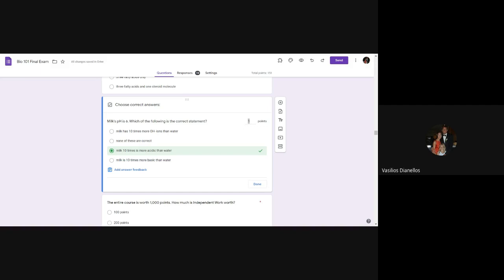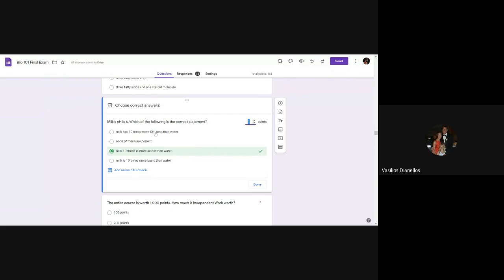Yeah, so milk has 10 times more OH ions than water. No, at least the 10 times part was correct, but the reason the OH is incorrect is because that would make it more basic, and we know we are more acidic. Milk is 10 times more basic than water. That's basically what that option was, and again, that's why it's incorrect. And obviously, none of these are correct is incorrect because milk is 10 times more acidic than water. So that is the answer to that.